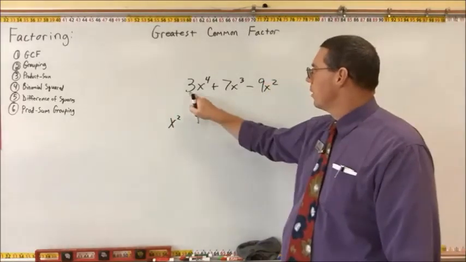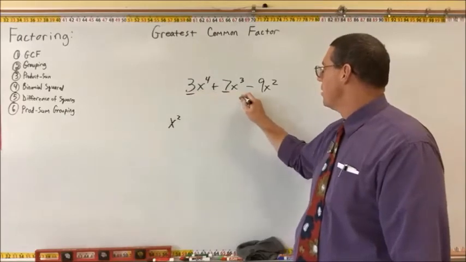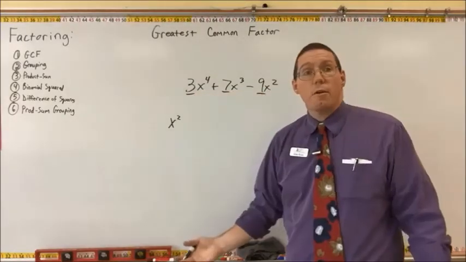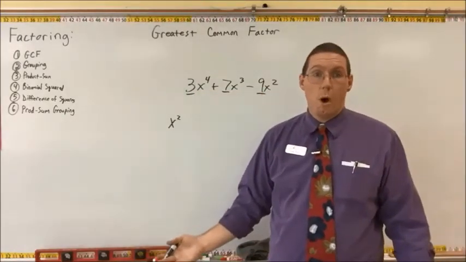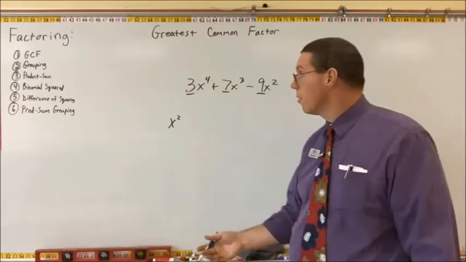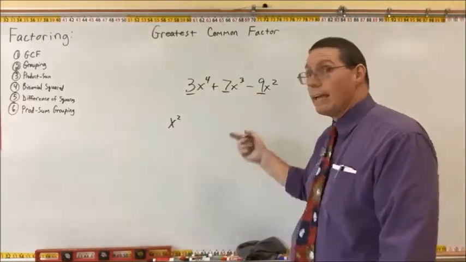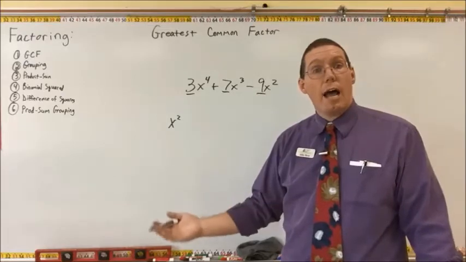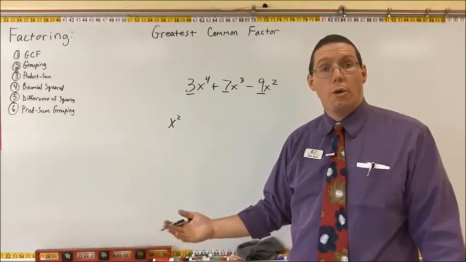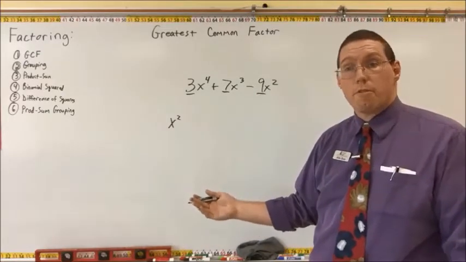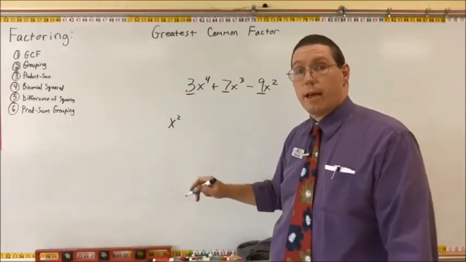Now we're going to look here. We got a 3, a 7, and a 9. There is no whole number other than 1 that goes into 3, 7, and 9. Therefore, we are not going to take out any whole number. We're not going to divide out any whole numbers from this. We're just going to take out the x squared.